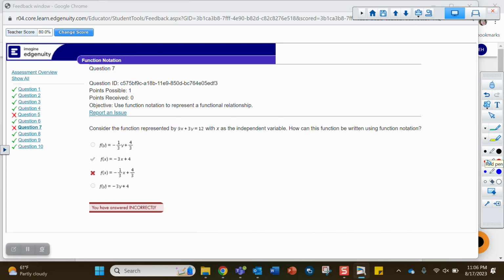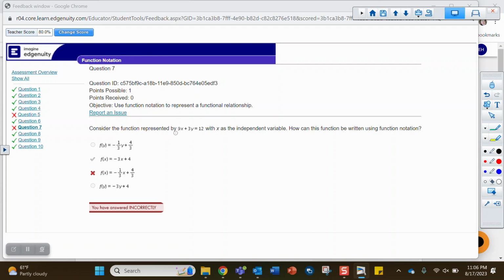Question 7 looks similar. Consider the function represented by 9x plus 3y equals 12 with x as the independent. How can this function be written using function notation? So again, we would solve for y is what you want to do, and it looks like you might have solved for x.